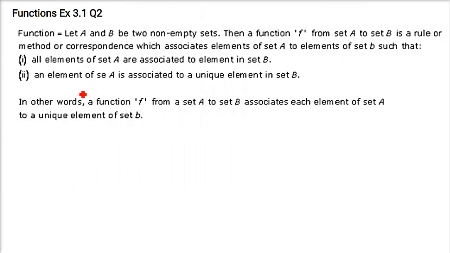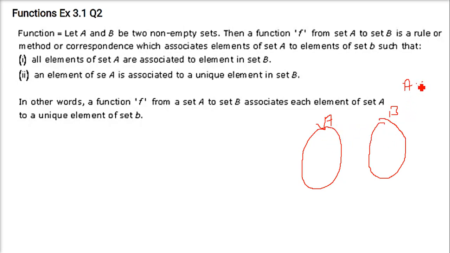Define a function as a correspondence between two sets. Correspondence means mapping, correspondence means association, a rule or a method which associates a member of A to a member of B, and these members will be ordered pairs and they will only belong to A cross B. That is the Cartesian product.